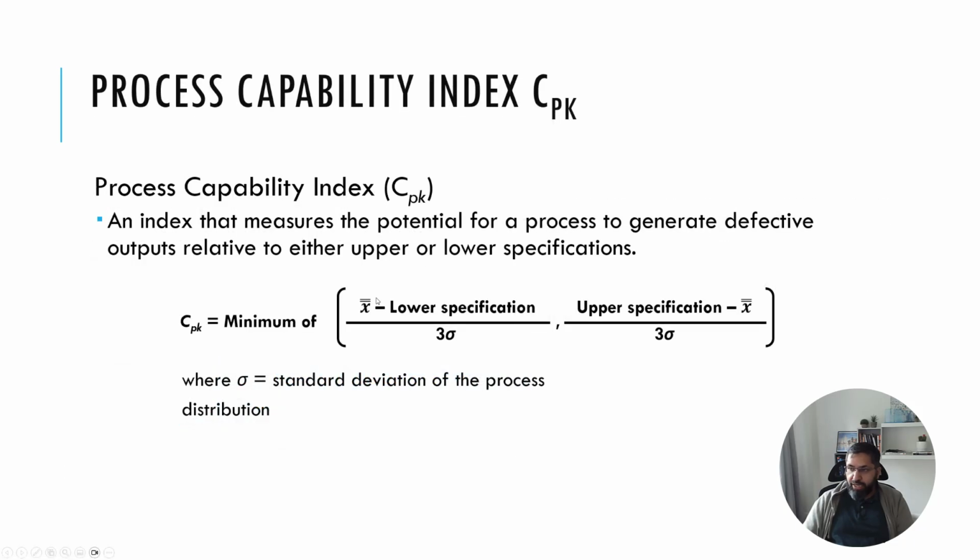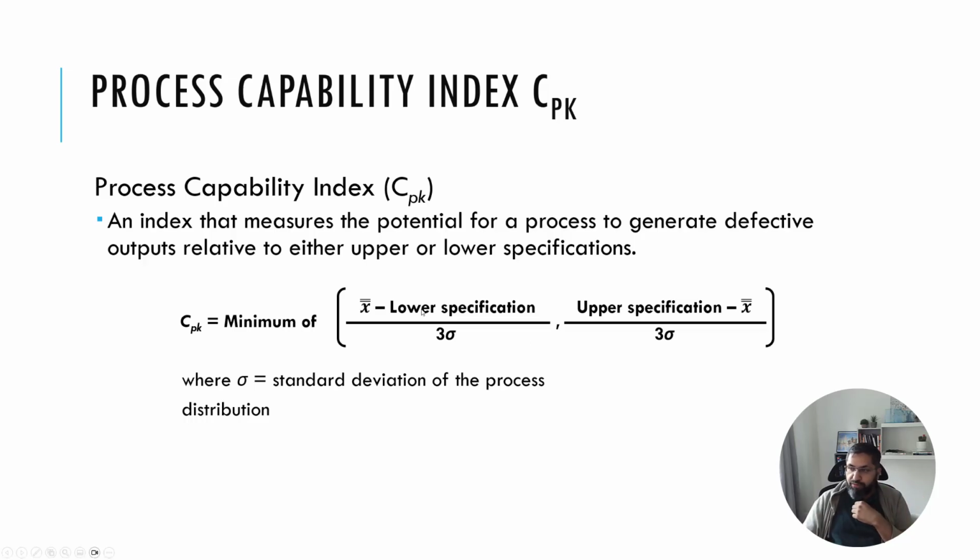So where the peak is minus the lower spec. You calculate the distance between the peak and the lower spec divided by 3 sigma. That gives you one value. Then for the second value, you take the upper spec, because the upper spec is most likely above the mean, because the mean is going to be between the upper and the lower specs. So the mean is bigger than the lower spec, but smaller than the upper spec. So you always take the bigger number minus the lower.